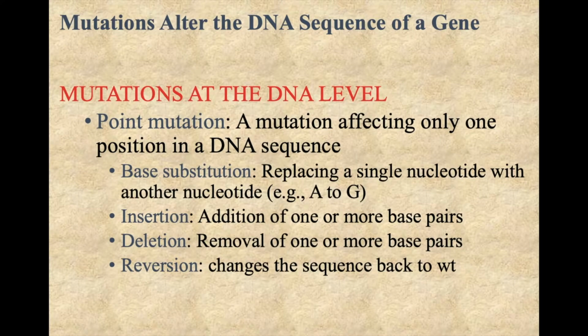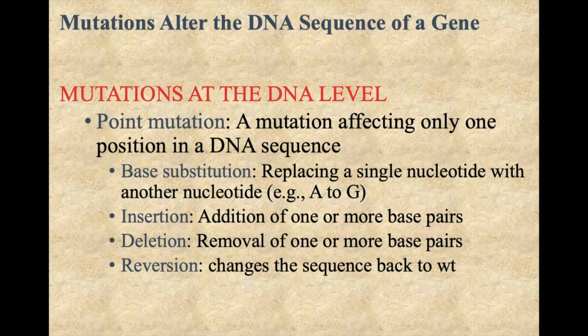Other point mutations could include insertions, deletions, and reversions. An insertion is when one or more base pairs inadvertently gets inserted into the sequence. Same with a deletion, one or more base pairs inadvertently getting removed from a DNA sequence. Insertions and deletions, as we talked about earlier on when we talked about DNA replication, will lead to a frame shift. When there's a shift in the reading frame, everything falls apart. We'll talk about those again briefly in just a minute.